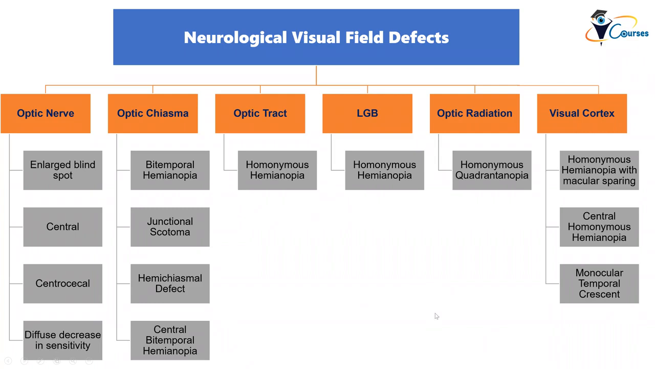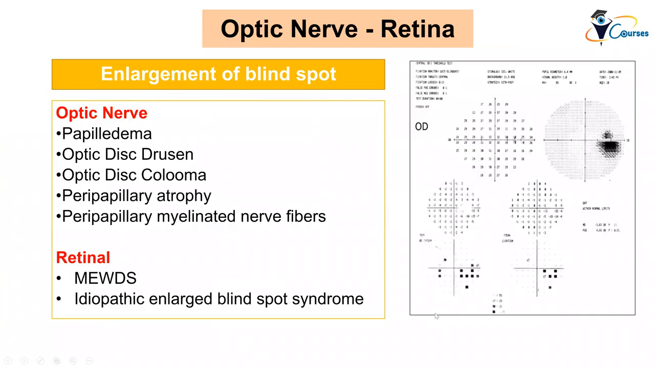So let's start first with the optic nerve. What are the causes of an enlarged blind spot? You see, this is the visual field of a patient, and it shows enlargement of the blind spot here, also present in the pattern standard deviation. You can see these multiple black dots. This represents an enlarged blind spot.